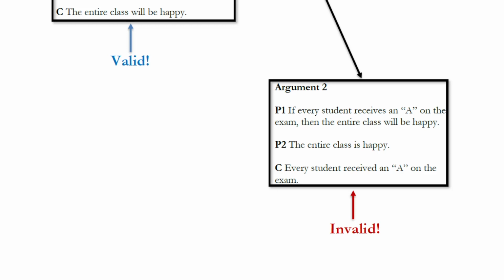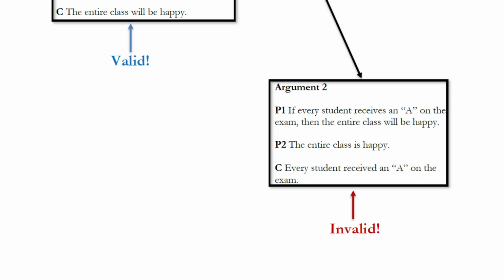However, argument 2 attempts to draw the conclusion that everyone received an A from the fact that the entire class is happy. Now, is this a valid argument? Once again, we start by assuming that both premises of the argument are true. We assume that getting an A on the exam would be enough to make every student happy. We also assume that the entire class is in fact happy. Now, do these two assumptions guarantee the truth of the conclusion?